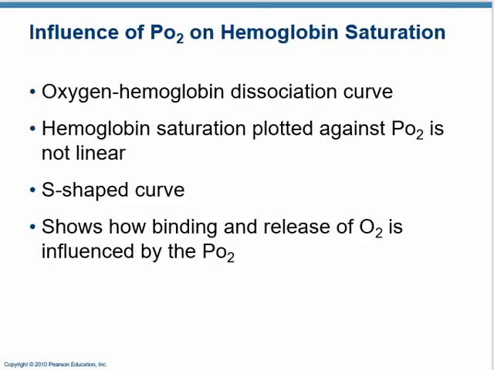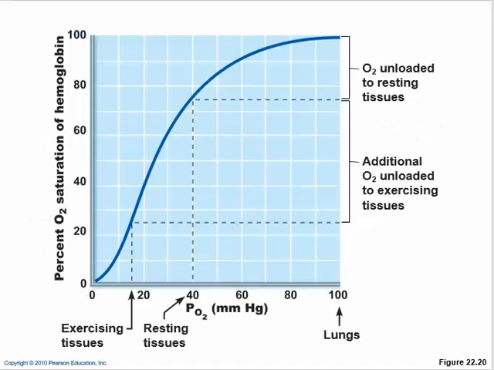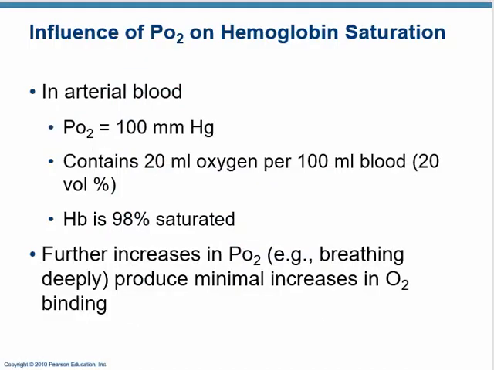So we can look at a curve, and we end up with an S-shaped curve, which is this. In exercising tissues, it's very easy to unload, and in the lungs, it wants to load. So it's very easy to unload, hard to unload, very easy to load at this end. That's the oxygen saturation causing that. The other things will shift that to the right.